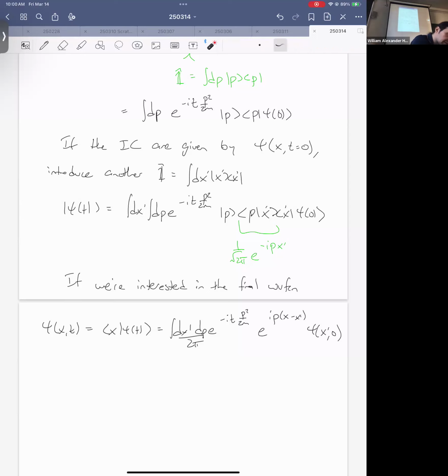The point is just that when I hit the x on here, it's the opposite of the x prime. So if the x prime gives me a minus i, then the x will give me a plus i. I get a 1 over root 2 from the first one, and a 1 over root 2 from the second one, so I get a 1 over 2π here. And this 2π is really a 2πħ, because I've got a dx and a dp here.